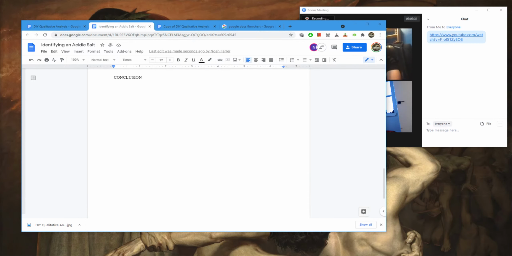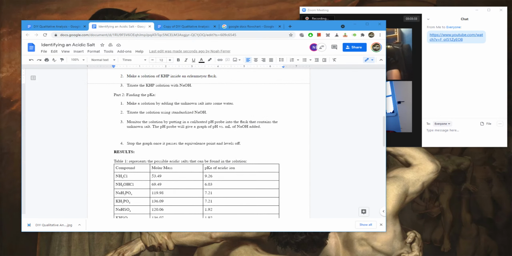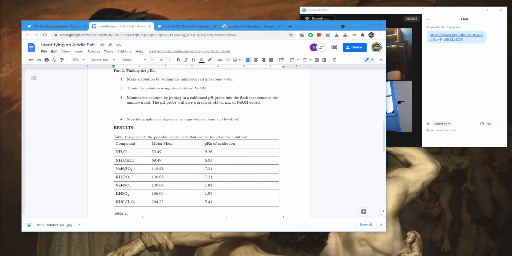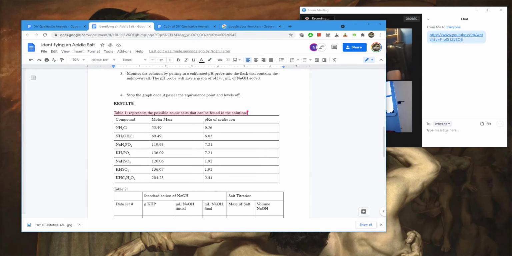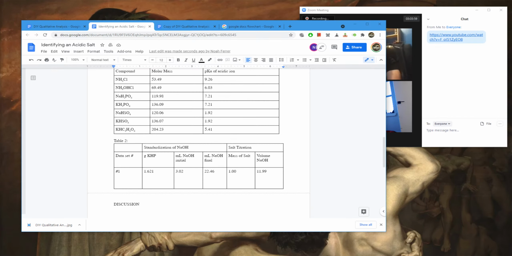Table 1. I see various compounds. Table 1 is just the possible acidic salts that can be found in the solution, so we'll just refer back to that at the end of the lab. It's again like finding the unknown, the same thing we did last time. Table 2 though is the data set, the one that you were assigned.